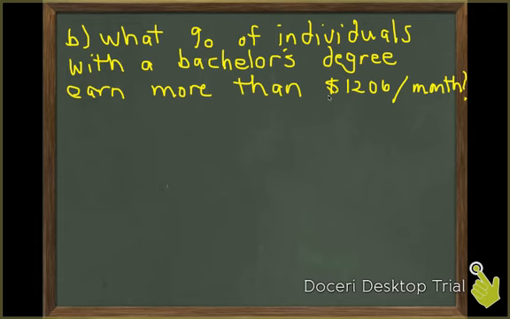The second example is asking what percent of individuals with a bachelor's degree would earn more than $1,206 a month. So again, we're going to draw our normal distribution.